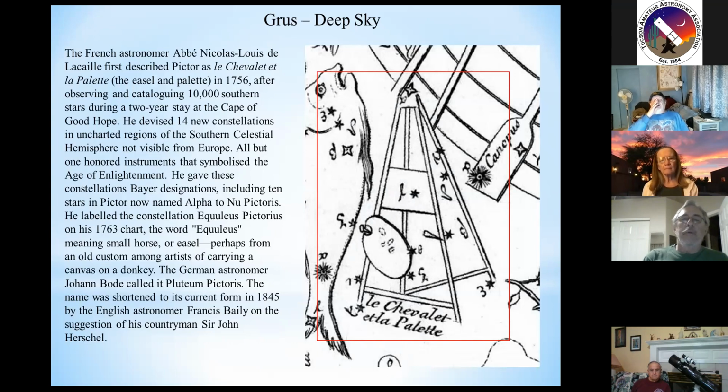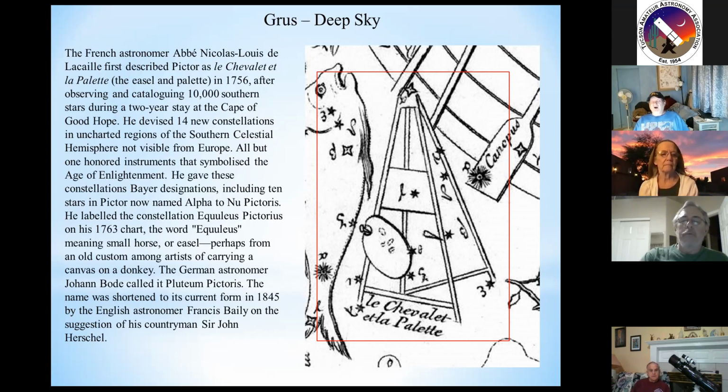French astronomer Louis de la Caille first described Pictor as La Chevalet, La Palette, otherwise translated as the easel and the palette. In 1756, he cataloged about 10,000 southern stars during a 2-year stay at the Cape of Good Hope. He devised 14 constellations in the southern sky, not visible from Europe. All but one honored instruments that symbolize the Age of Enlightenment.